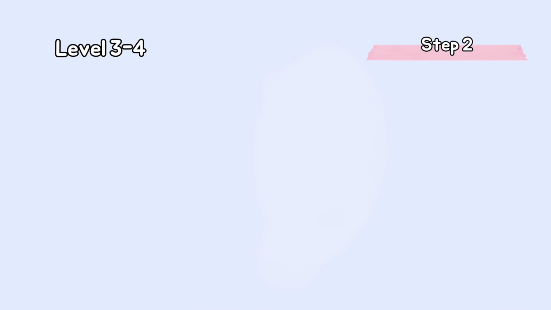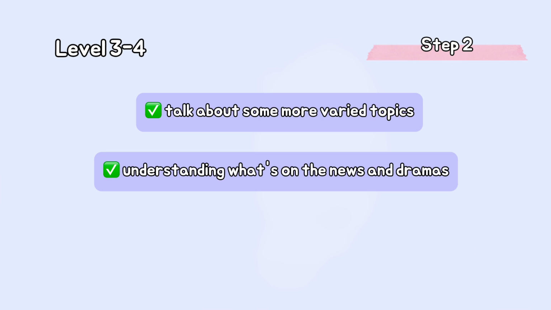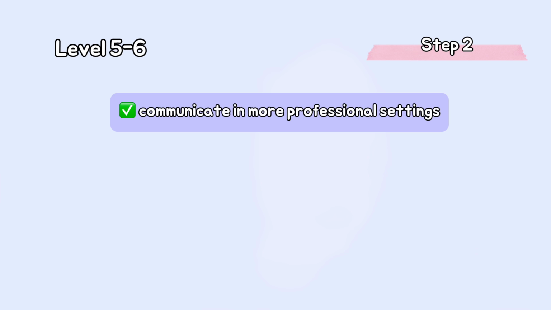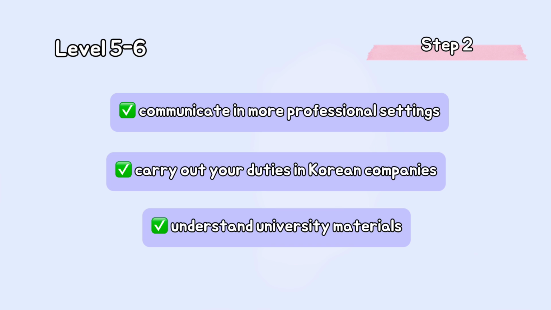From level 3 to 4, you'll be able to talk about more varied topics as well as understand what's on the news and in dramas. So you'll be able to understand more of the Korean culture. From level 5 to 6, you'll be able to communicate in Korean in more professional settings. You'll also be able to carry out your duties in Korean companies. And if you're a student, you'll also be able to understand your university materials in Korean.